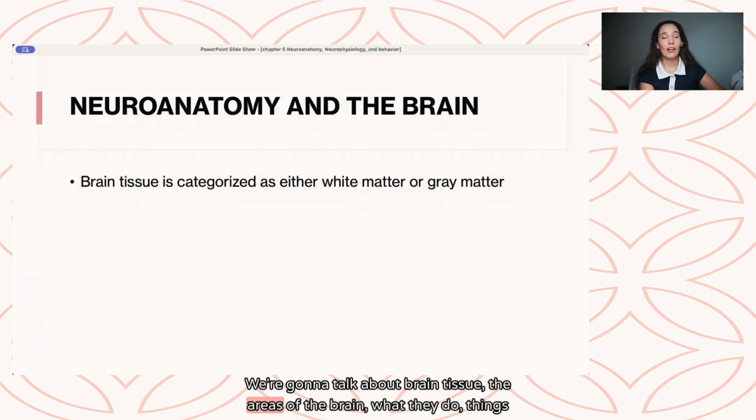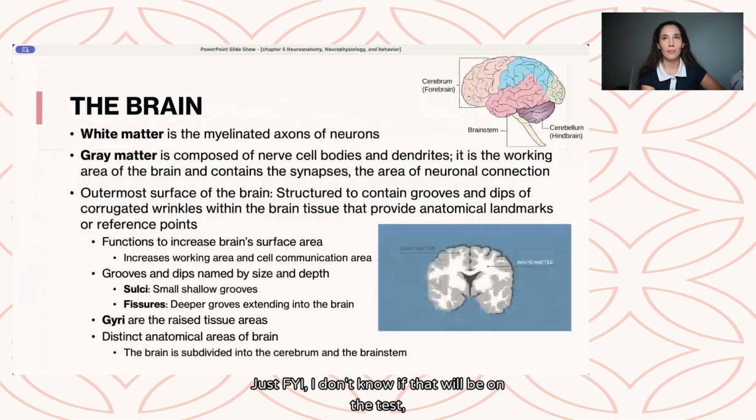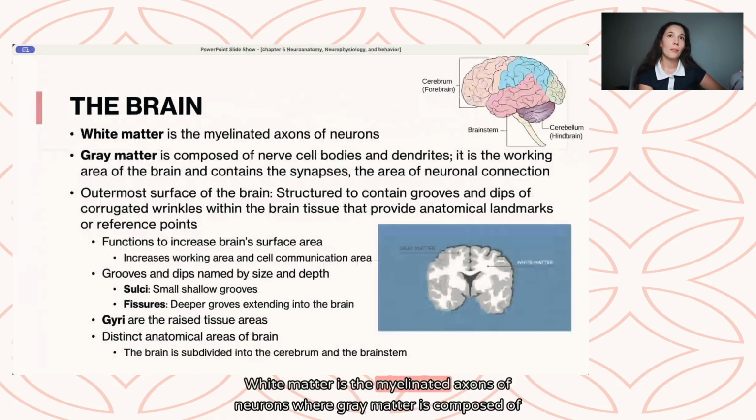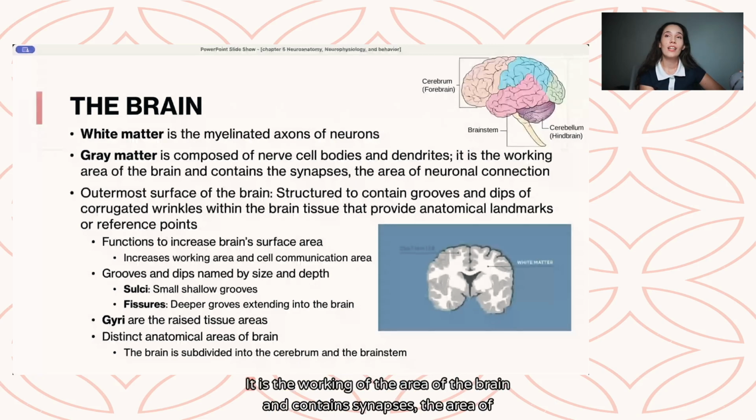Brain tissue is categorized as either white matter or gray matter. Just FYI, I don't know if that will be on the test, but white matter is the myelinated axons of neurons, where gray matter is composed of nerve cell bodies and dendrites. It is the working area of the brain and contains synapses, the areas of neuronal connection.